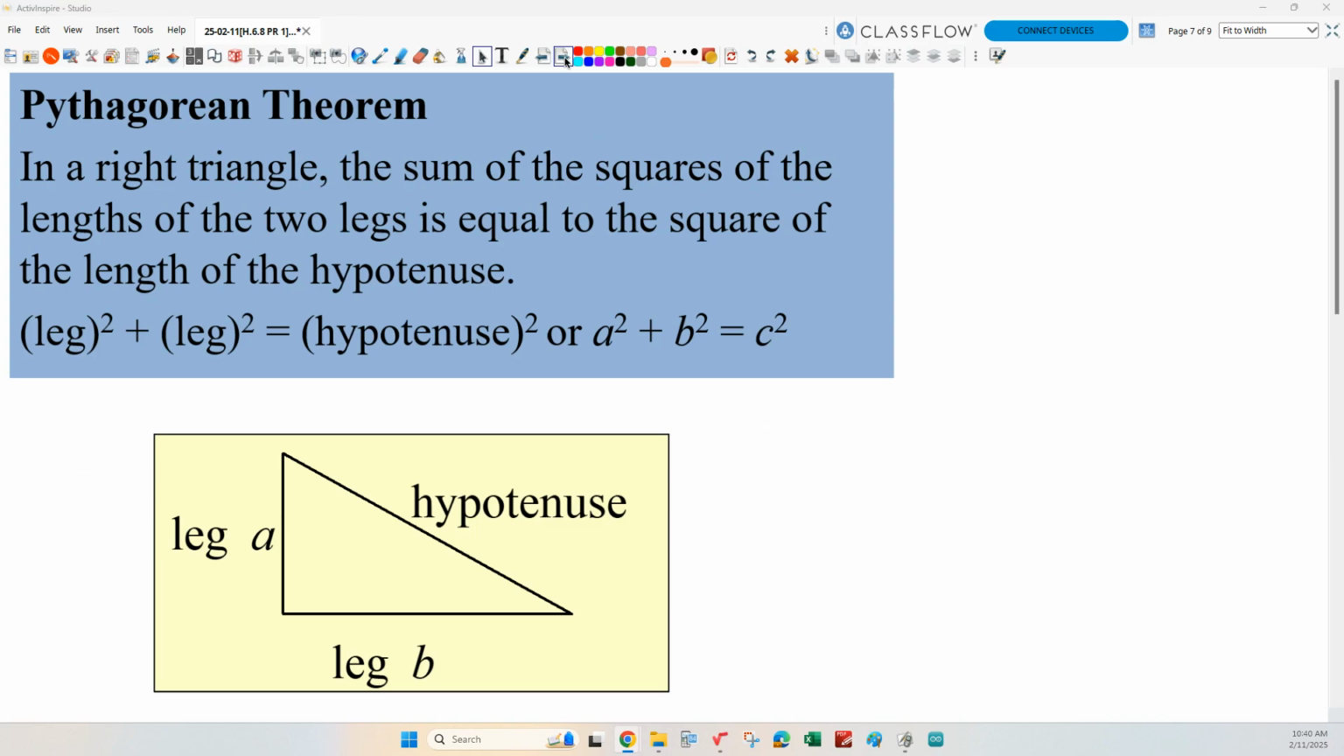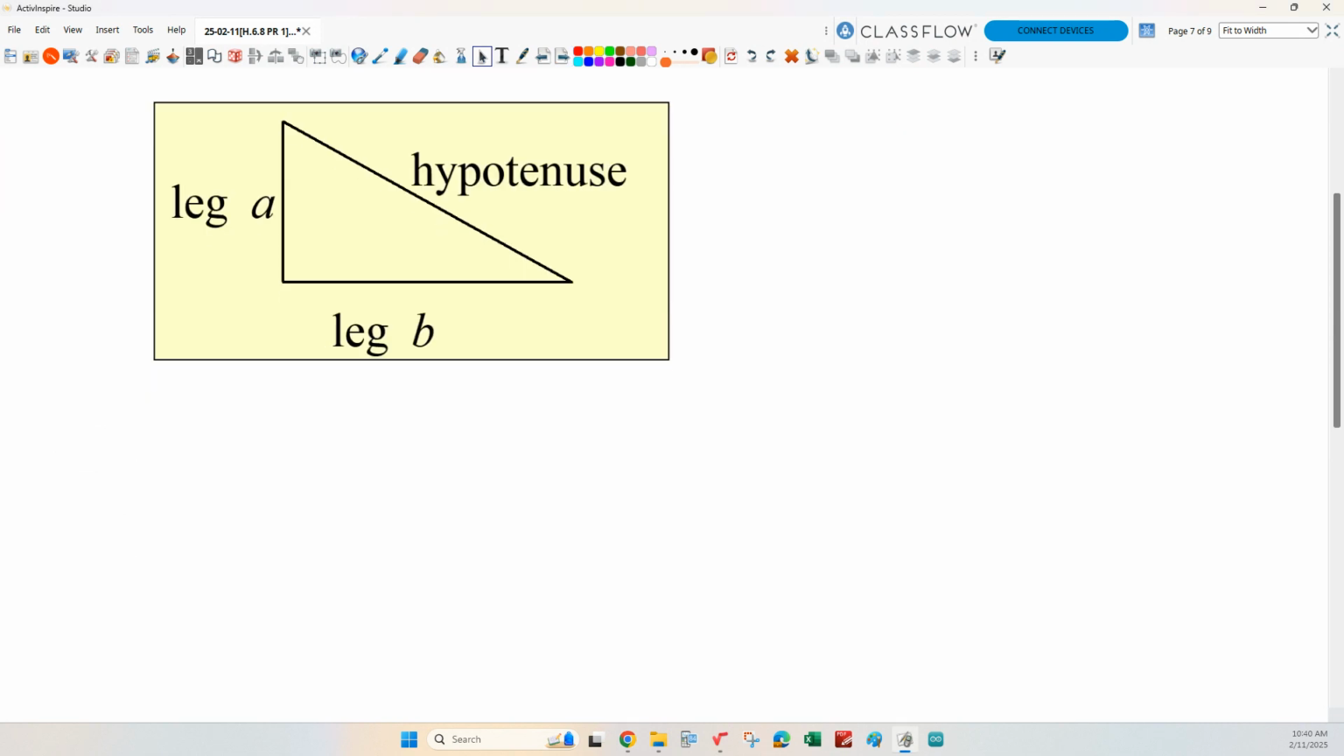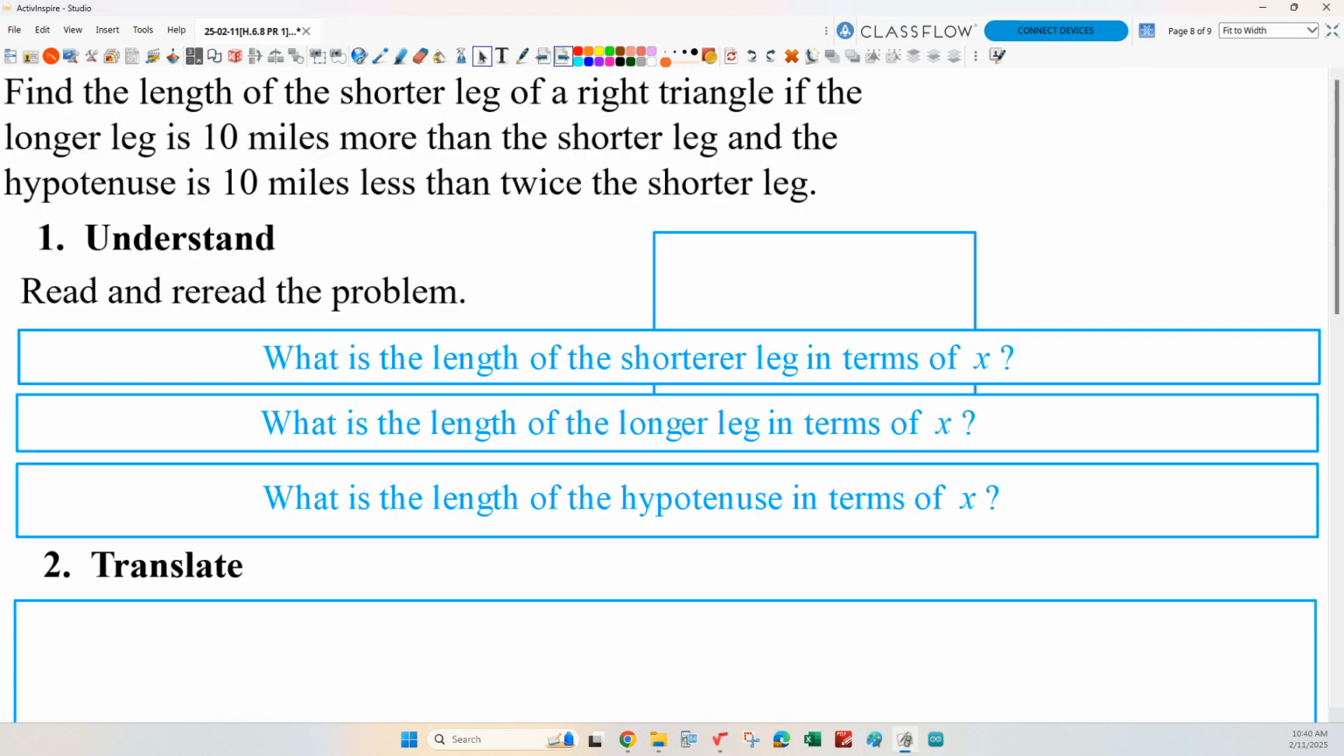All right, just a few more of these to practice. Okay, so first of all, quick review, Pythagorean theorem. You guys all know the Pythagorean theorem. The sum of the squares of the legs of a right triangle is equal to the square of the hypotenuse. In other words, a squared plus b squared equals c squared, where a and b are legs and the hypotenuse is c, right? Okay, so let's use that. What about this one? It says, find the length of the shorter leg of a right triangle if the longer leg is 10 miles more than the shorter leg and the hypotenuse is 10 miles less than twice the shorter leg. Okay, well, what are we trying to do here?